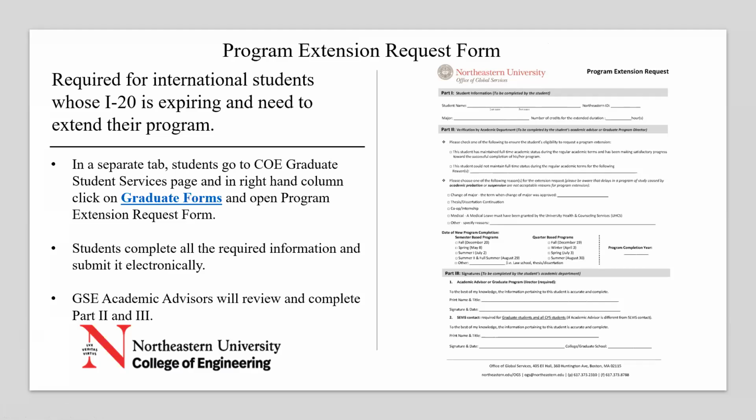And once you submit the form electronically, the Graduate School of Engineering academic advisors will again review and complete part 2 and part 3. And please understand it will be your responsibility to submit an approved form to OGS to update your I-20. This is similarly for both this program extension request form and the certificate of program completion form we just saw earlier.